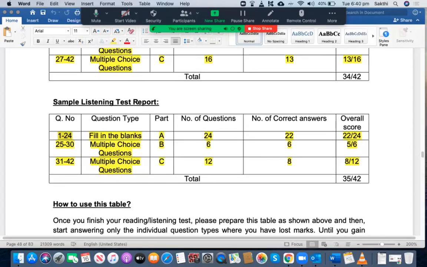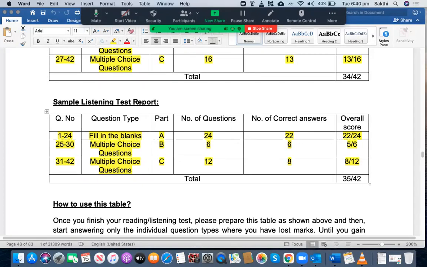Questions 1 to 24, sorry, you have fill in the blanks question type, and these questions fall under part A. The number of questions is 24 and you're getting only 22. 22 is not that bad. It is still an area of improvement, however. Let's go to the next part, that is questions 25 to 30. These are multiple choice questions and they fall under part B, and there are 6 questions here.